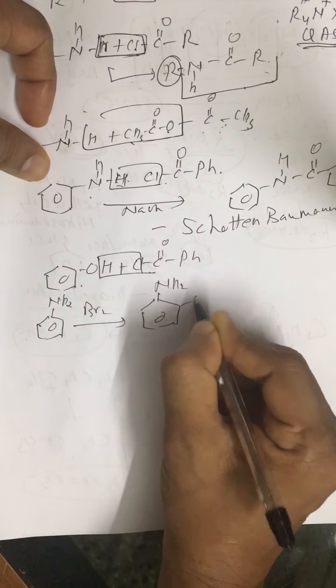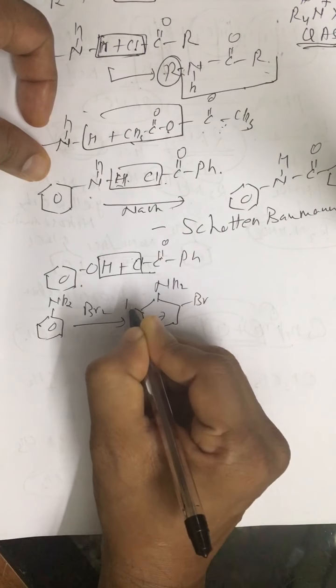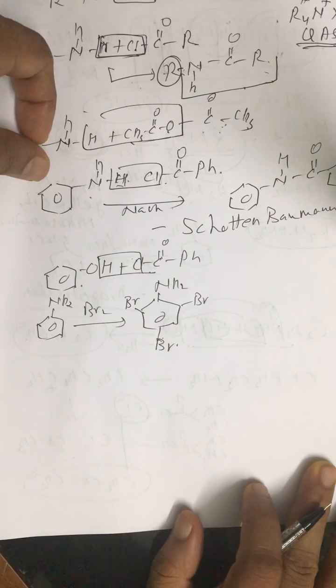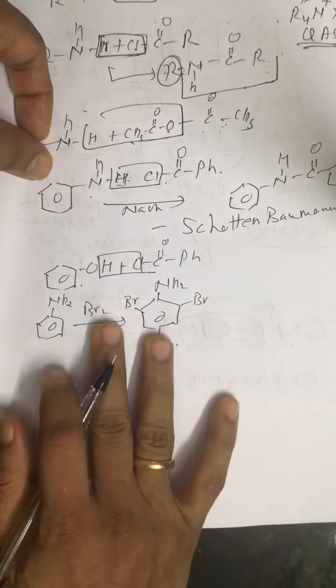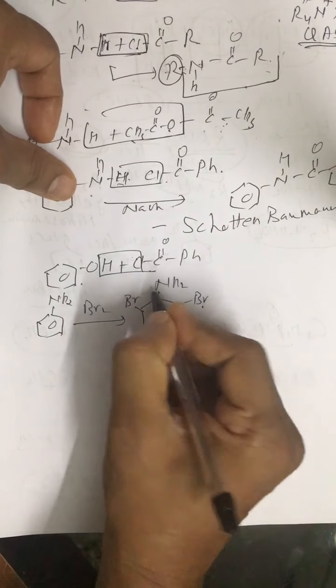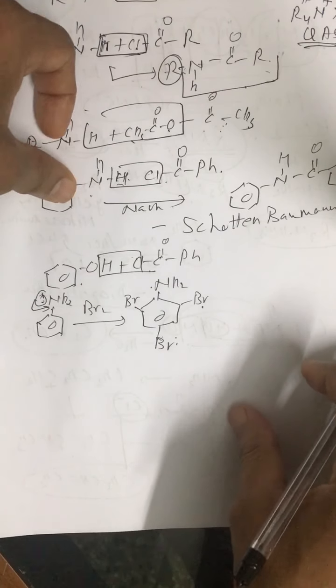2,4,6-tribromoaniline. The same reaction is exhibited by phenol. When phenol is treated with bromine water, we get 2,4,6-tribromophenol. With aniline, it is difficult to obtain ortho and para-bromoaniline because the NH2 group is a strong activator of the benzene ring.